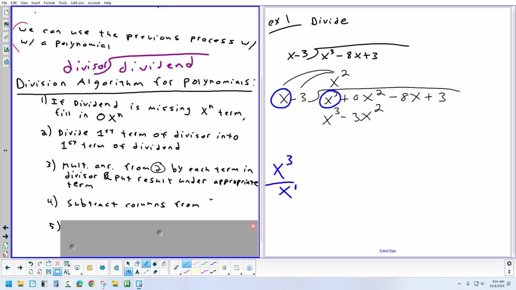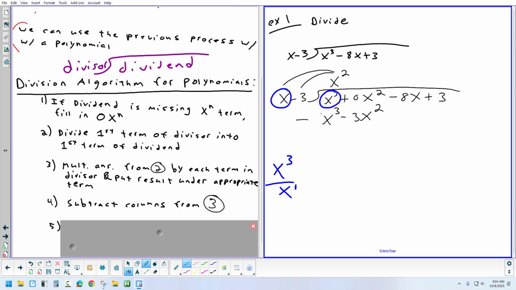Now, you're going to subtract the columns that you just created in the last step. So the way I do that is I go like this. Minus, put it all in parentheses because you're going to subtract the whole thing, and then draw a line. Okay, let's subtract them. What's x cubed minus x cubed? That's gone. What's 0x squared minus 3x squared? Negative 3x squared.